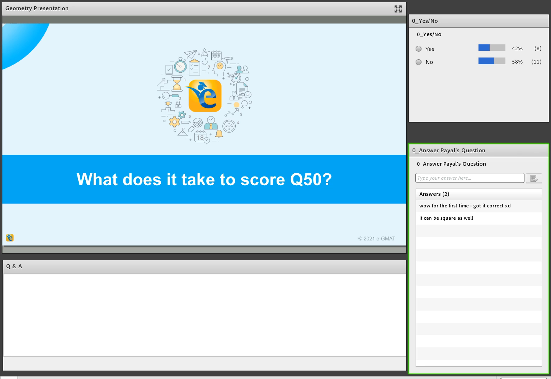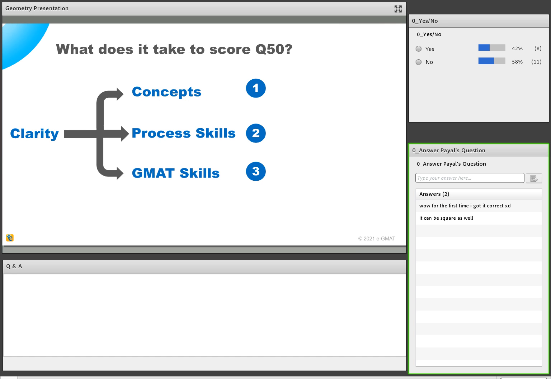Now, what does it take to score a Q50? What we have done so far is that we have figured out the level of your conceptual clarity. We then built upon your process skills, and then we applied those process skills to solve difficult questions correctly. So in order for you to get that Q50, you need to work on each one of these one by one.